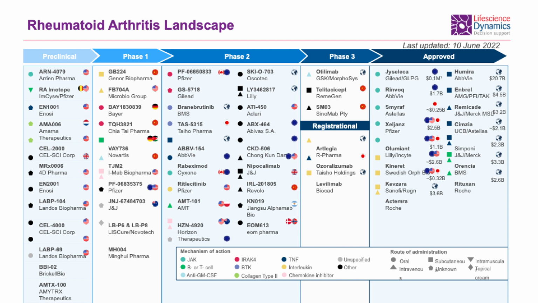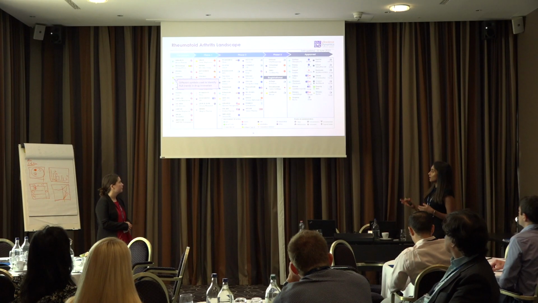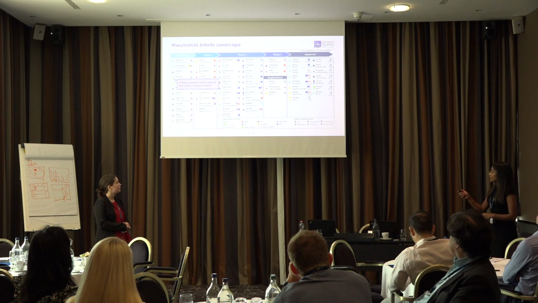Okay, a lot to digest, but a few things to break it down a bit more. Again, it's all about being creative with how you want to visualize your landscape. Some strategies that we employed: for instance, we used different symbols to identify route of administration trends. So in the ROA space, we found 5 different routes of administration: oral, intravenous, subcutaneous, intramuscular, and topical cream, but also unknown, which is of course in the preclinical stage. Usually it's unclear what the ROA is. This then helps you identify broader trends.